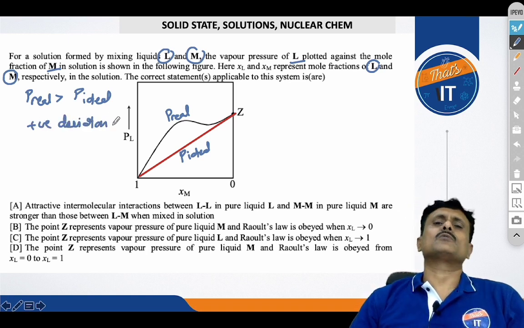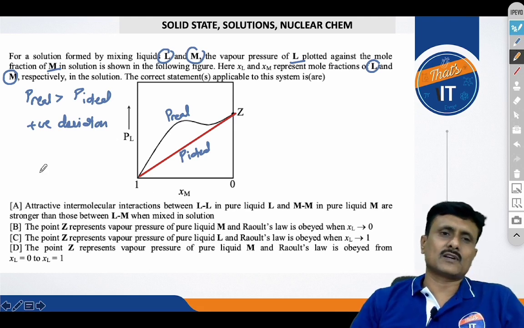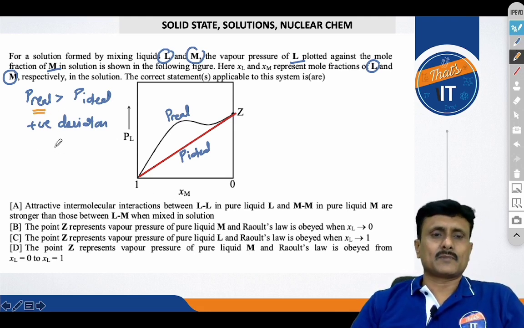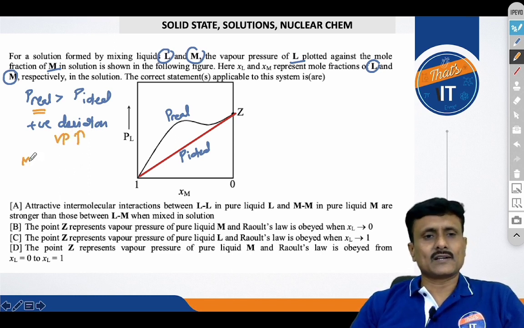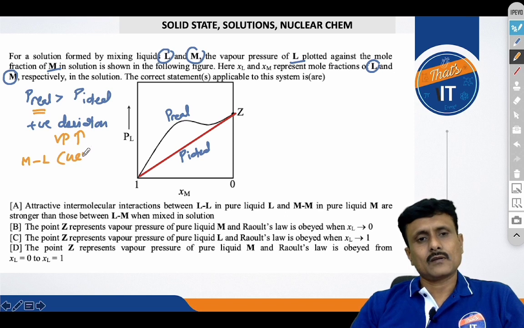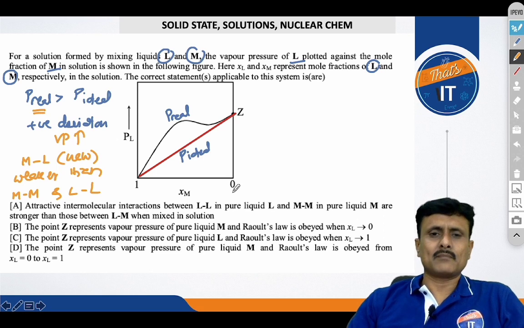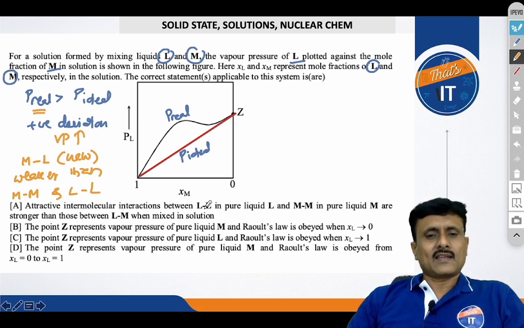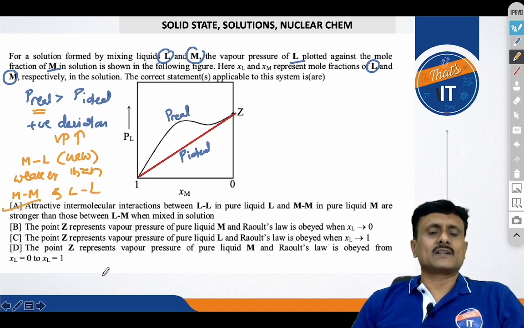so that means it is a positive deviation case where vapor pressure increases. You can watch my one minute short video on this, the positive deviation case. So what will happen here? The vapor pressure increases. Why does the vapor pressure increase? Because the new interactions are weaker than the old interactions. What are the older interactions? MM and LL. So this seems to be that MM and LL are stronger or ML is weaker. So this looks to be correct.